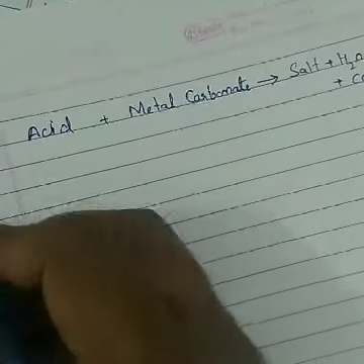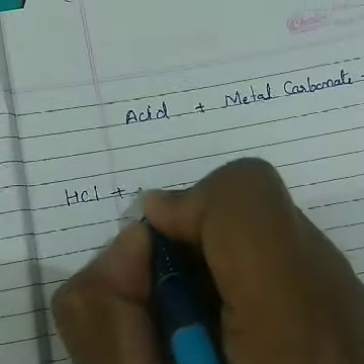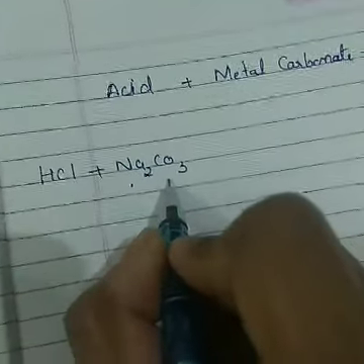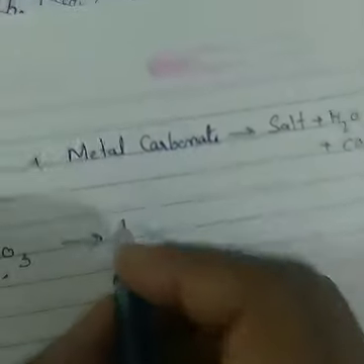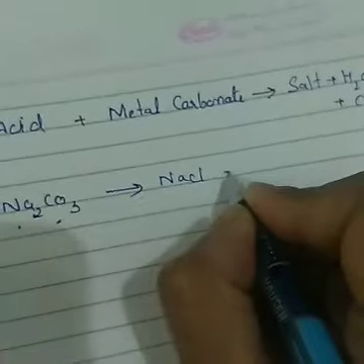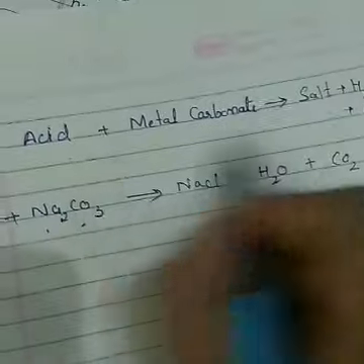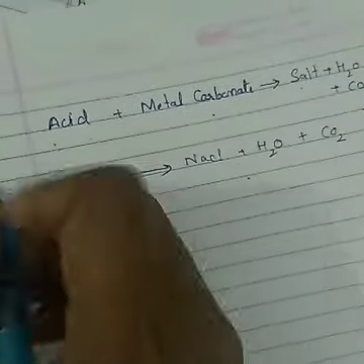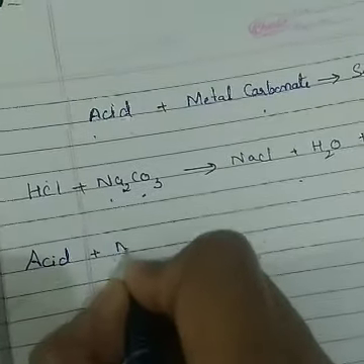Okay, we will see. Take an acid HCl. Take a metal carbonate, a simple example, Na2CO3. What is this? This is sodium carbonate. Now it should form a salt called sodium chloride plus water plus carbon dioxide. This is the basic reaction. You have to move according to this reaction. So acids plus metal carbonates give rise to salt, water and carbon dioxide. Similarly, acids with the bicarbonate. Acids plus metal bicarbonate.